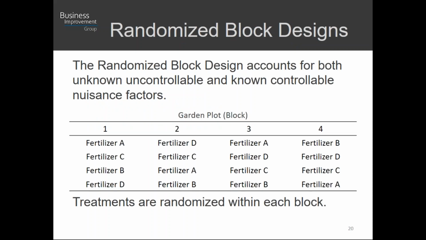So the randomized block design accounts for both unknown and uncontrollable as well as known and controllable nuisance factors. In design of experiments, this actually came out of the agriculture industry a long time ago, because we wanted to optimize crop yields. Now, that is an admirable goal, and we could certainly apply that to anything in business that we do now. But because it was born and raised agriculturally, a very natural example that we use to visualize a randomized block design is a garden plot.